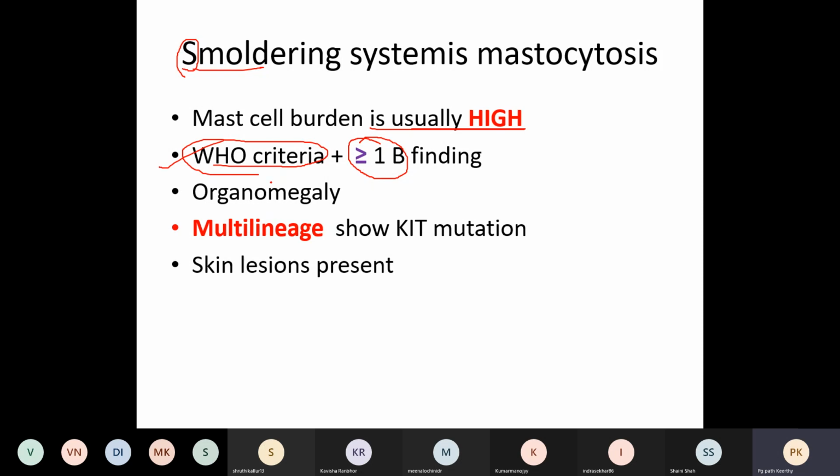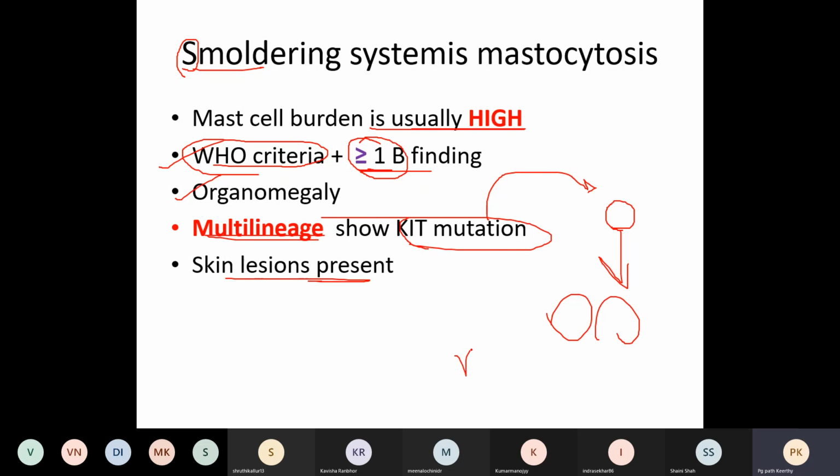So first it has to fulfill your WHO criteria for systemic mastocytosis, and it should have more than one B finding, and the patient should have organomegaly here. And don't think that KIT mutation I am going to see only in mast cells. It can be seen in all other lineages, right? And skin lesion present. So it is the hematopoietic stem cell of myeloid lineage acquiring this mutation and showing the differentiation towards your mast cell. That's how you should remember.